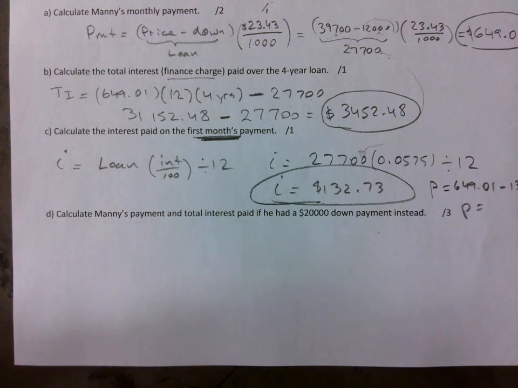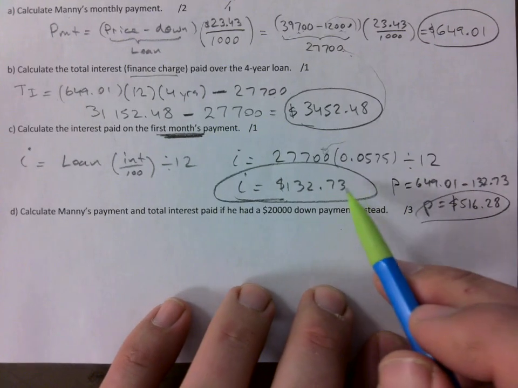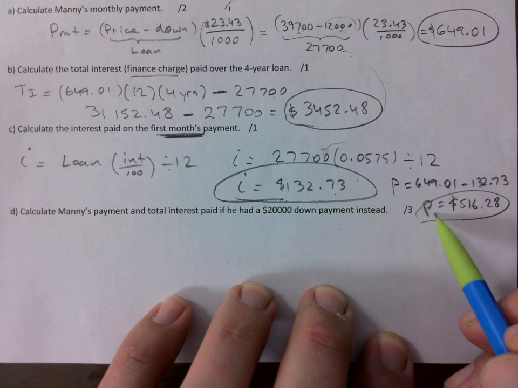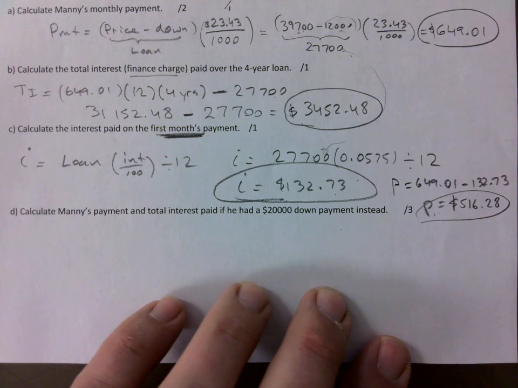Let me just, you don't have to have this, it didn't ask for it. So it's 516.28. Right? Every payment is made up of these two components. There's a principal, there's the interest. Okay. All right, last one.